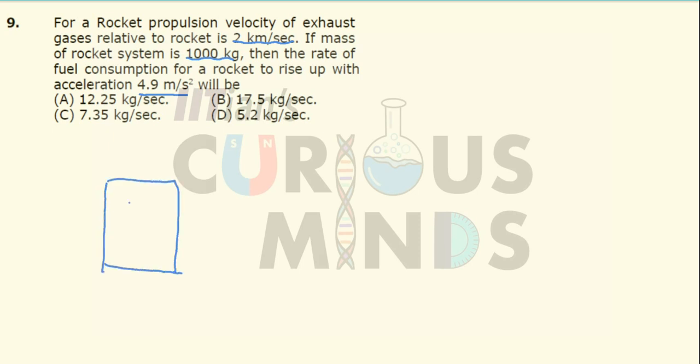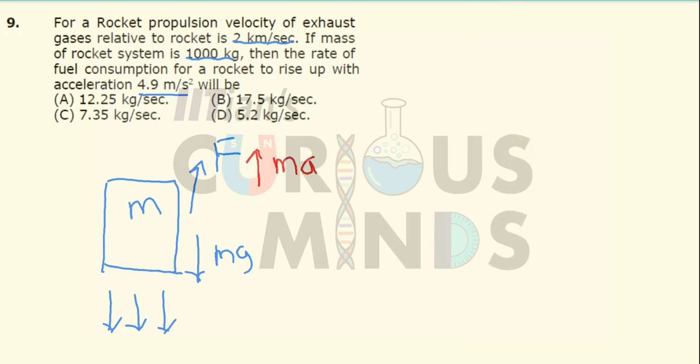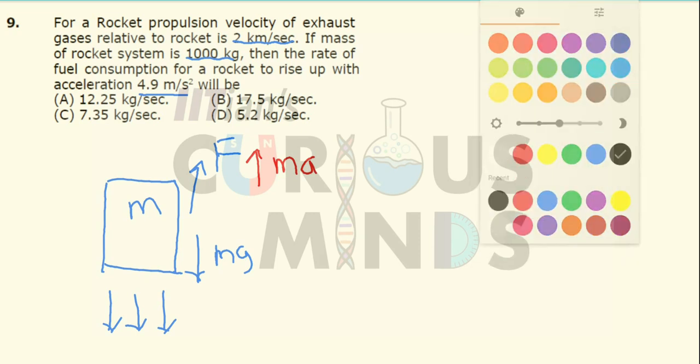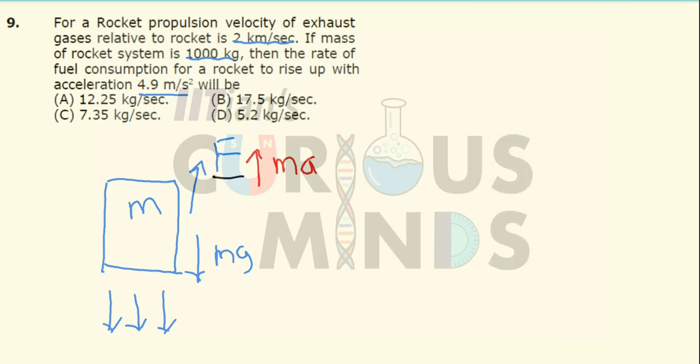Let us say the mass of the rocket over here is equal to m. Now this rocket is moving up. When the exhaust gases are pushed in the downward direction, the same force will be applied in the upward direction. mg acts in the downward direction, and the resultant force is in the upward direction. Let the resultant force be equal to ma. So I can write the equation as the total upward force minus total downward force is equal to m into a.